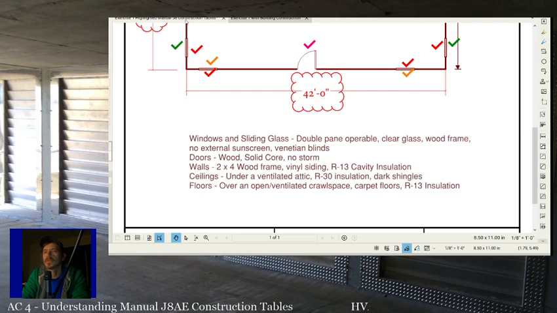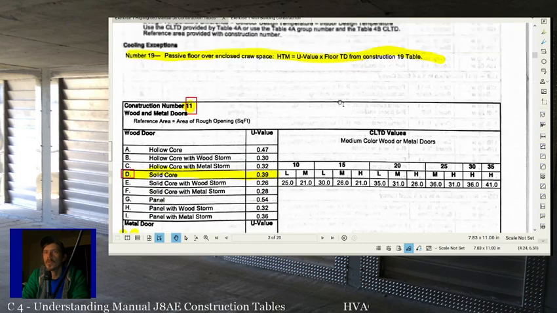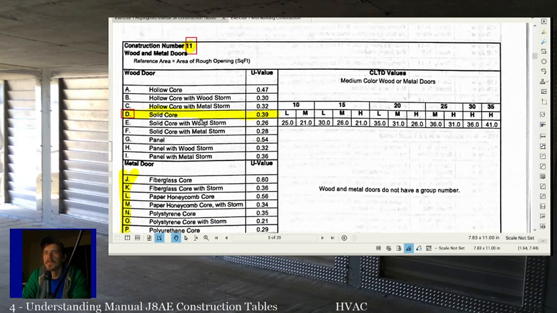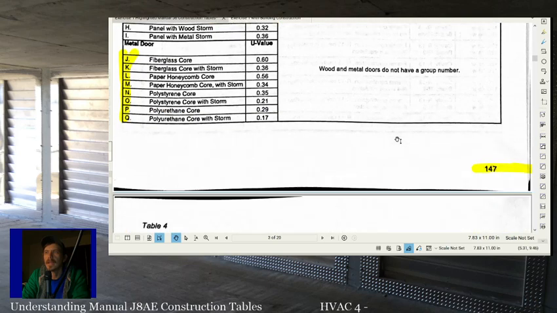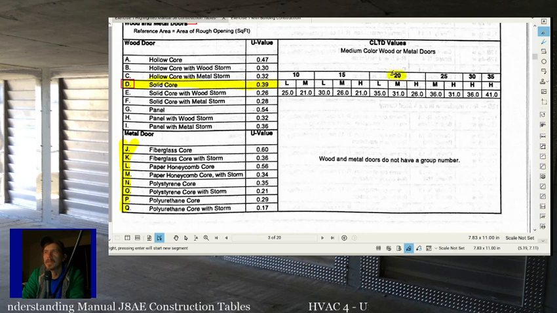Wood core, solid core wood, no storm. Find our doors, which are always the first thing in table 4. Construction numbers are 11. Start with 11. And we'll see the same thing. Solid core, and then our CLTD values, okay? Our cooling load temperature difference values are right here. 20 is 31, and that is your HTM. Okay, that's what you're gonna put in your HTM. So again, the reason we do 20M is because our temperature difference is 20 degrees. We designed for a 95-degree day, and our daily range is medium.